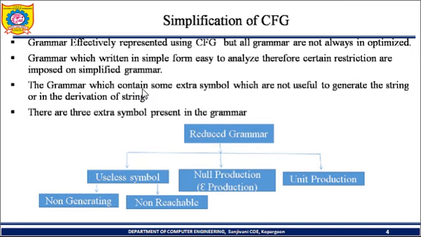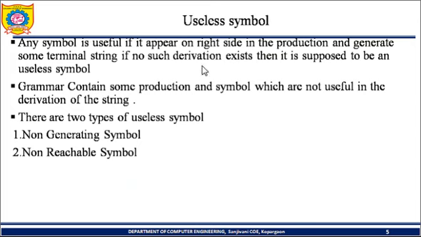The grammar which contains some extra symbols which are not useful to generate the string or derivation of the string, these extra symbols are called useless symbols, null production symbols, or unit production symbols, and we should eliminate all these extra symbols from the given grammar. So firstly we will see useless symbols.